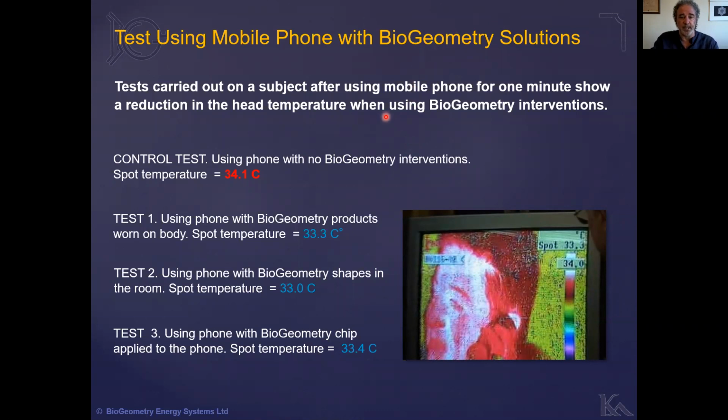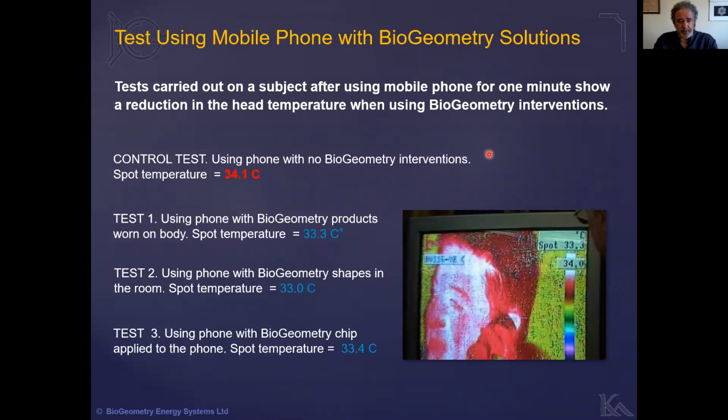So the point being that, as you may have heard from studies done on mobile phones, one of the problems is when you use it, it actually raises the microwave effect, has a microwave effect basically on the brain, and that raises the temperature, and that thermal effect is very important. Now, there was a control test, where this person was using a phone with no biogeometry interventions, and the spot temperature was 34.1 degrees centigrade, as you can see with the infrared equipment there.